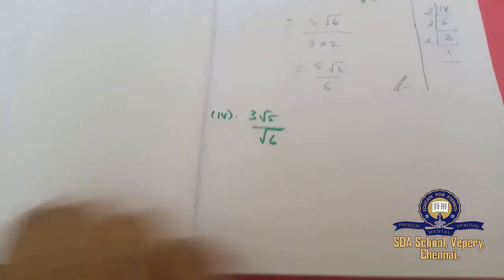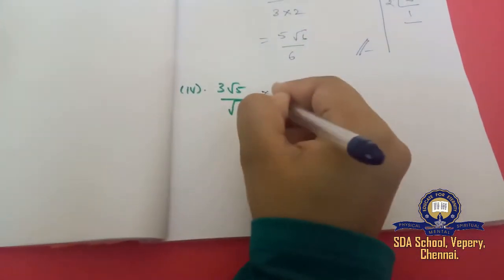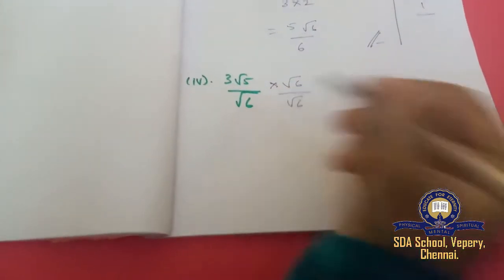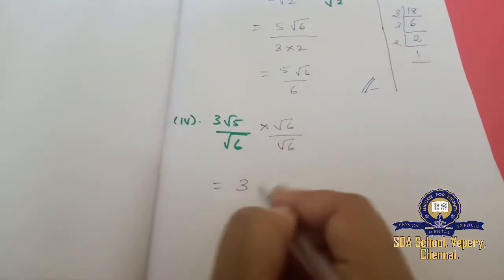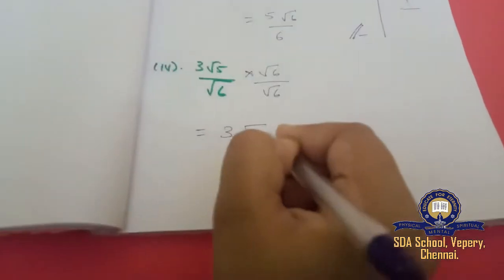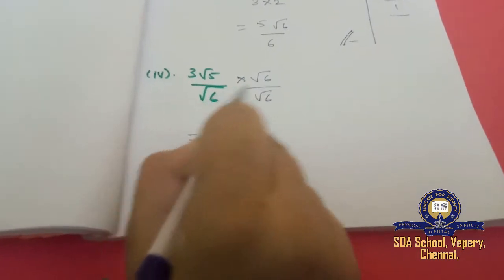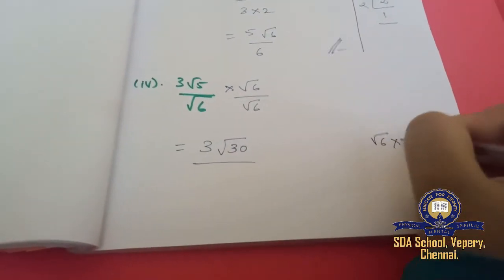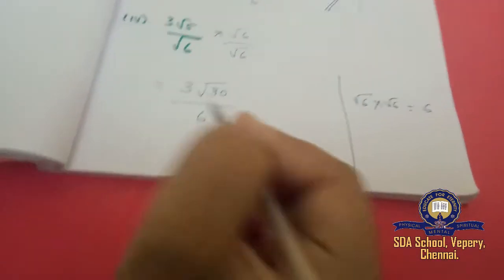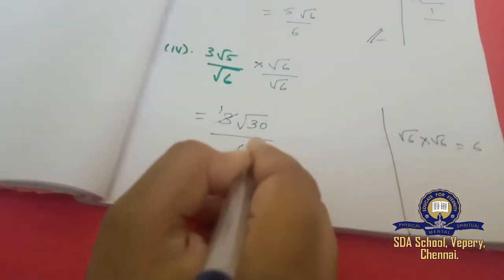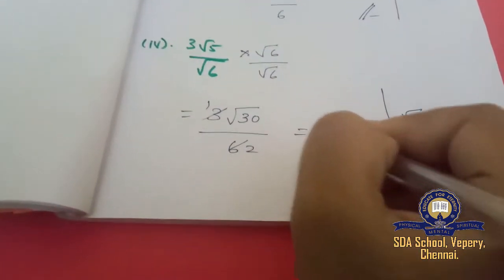Subdivision 4. 3 root 5 divided by root 6 is given. How would I rationalize this? I will multiply and divide by root 6 itself. Okay, what will I get? I'll get 3, and 5 into 6 will be root 30, isn't it? Then root 6 into root 6 would be 6. Get it, students? Therefore, I will write 6 over here. Now I can also cancel 3 and 6 by 3, so my final answer would be root 30 divided by 2.